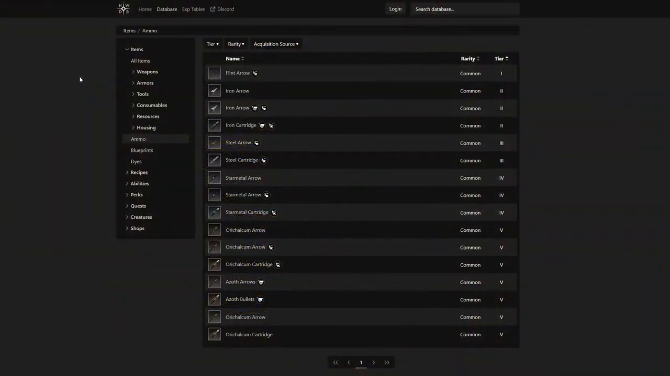We did hear a lot of complaints regarding ammo when it came to New World. Muskets specifically, if you were trying to level a musket, it was pretty expensive. I'm going to cover why that is. I'm also going to cover how to actually craft some of these different ammos that are available to you guys out in the open world.